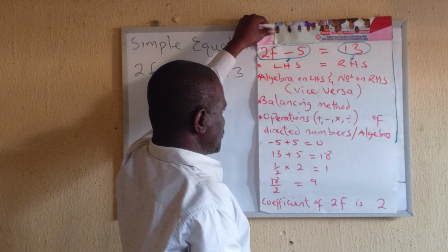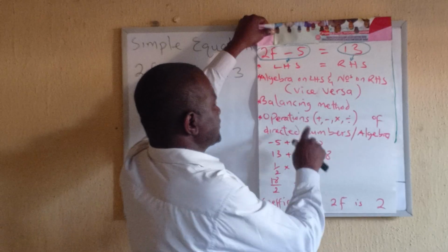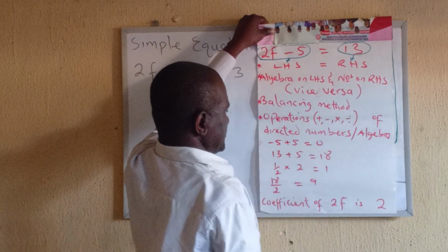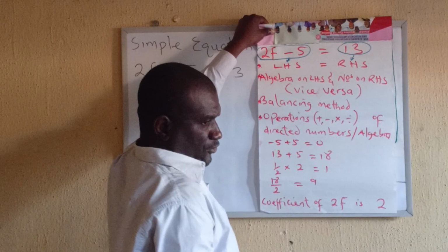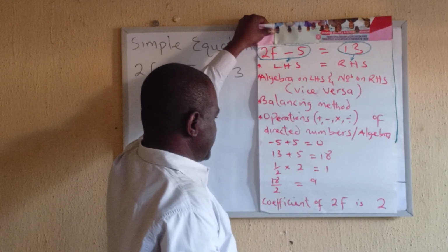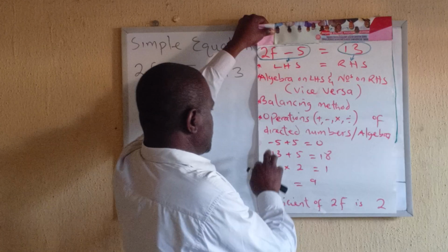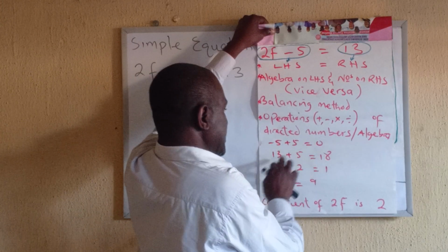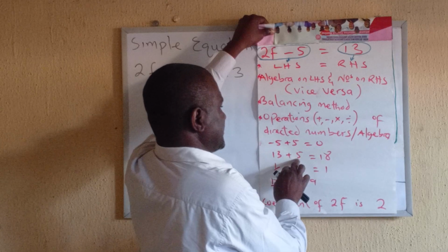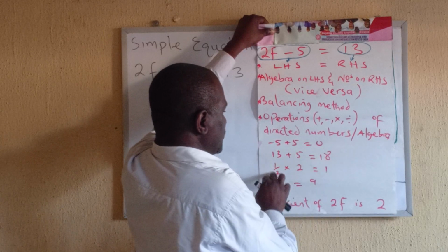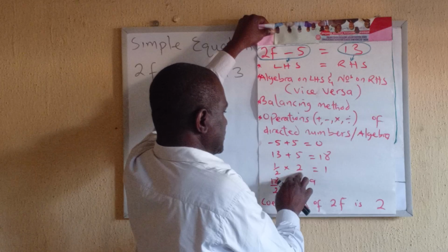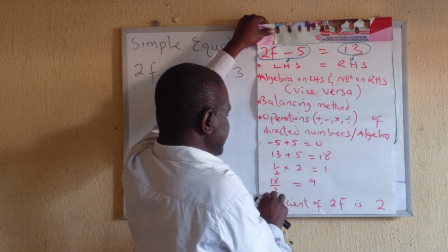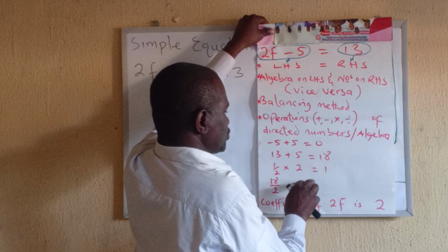And you should also be familiar with operations of numbers, or what we call directed numbers. Operations here means plus, minus, times, and division, which is the same for numbers with alphabets. In this simple equation, you should know that minus 5 plus 5 is 0. And you should also know that 13 plus 5 is 18. 1 all over 2 times 2, these 2 will cancel to become 1. And 18 divided by 2 is equals to 9.